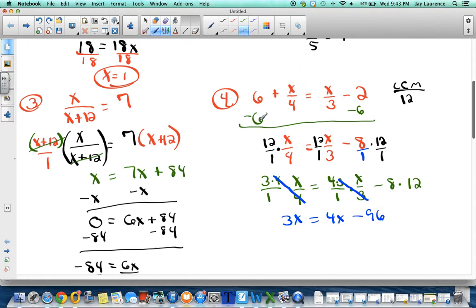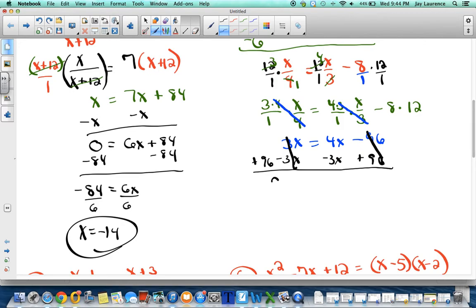Now, some of you might have wanted to go right from here. You go, hey, 4 is 1, and 12 is 3, and 3 times x is 3x. Sure, absolutely. 3 goes into 12 4 times, 4x, right? Okay, there we go. So, I'm going to do 2 steps at once here. I'm going to subtract 3x from both sides, and I'm going to add 96 to both sides. These will cancel. These will cancel. And my new form of the equation becomes 96 equals 4x minus 3x, which is x. And there you go.